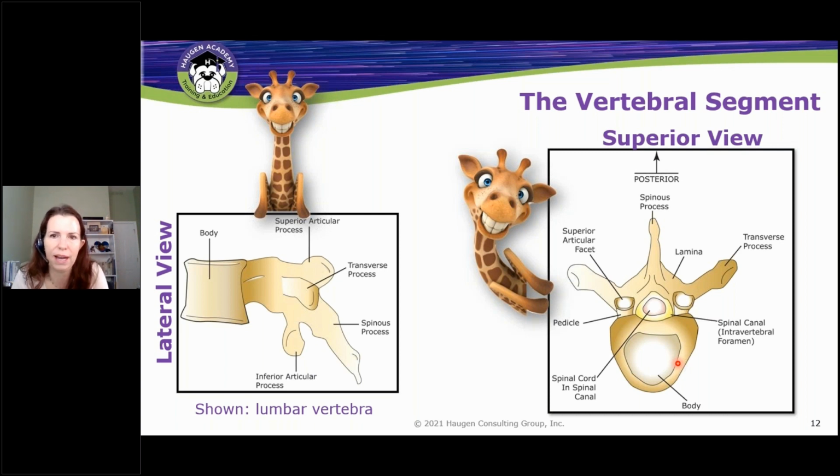So you can see on this slide, the vertebral body is on the anterior part of the spine when you're looking at it from the side, and the top. It's a pretty large piece compared to the posterior elements.